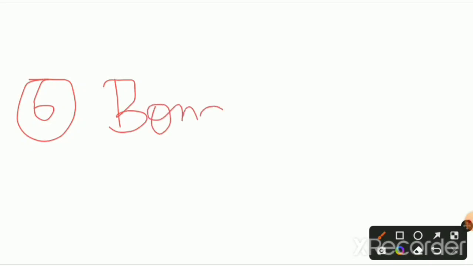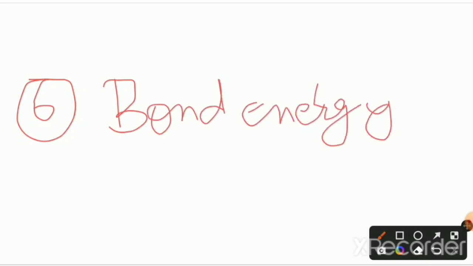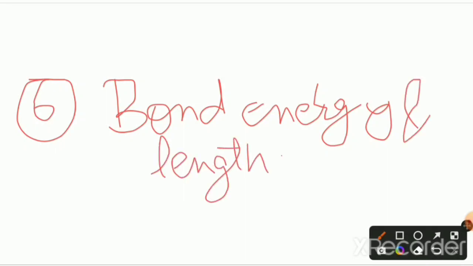So the sixth postulate of valence bond theory explains the bond energy and bond length. If I talk about bond energy and bond length, the extent, the limit of overlapping decides the bond length, bond strength and bond energy. It means the extent of overlapping decides these two terms, bond energy and bond length.